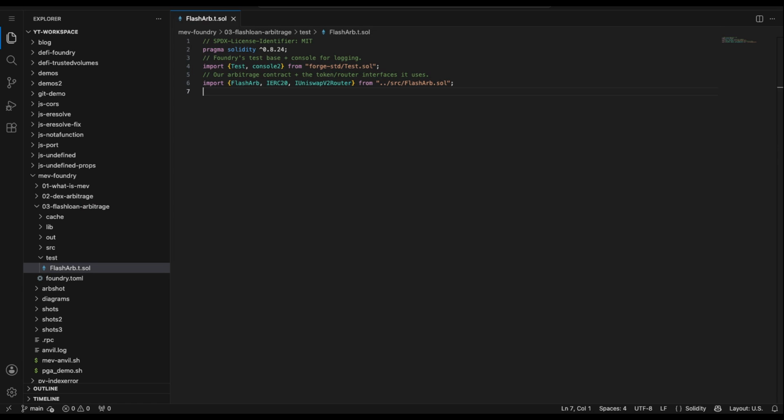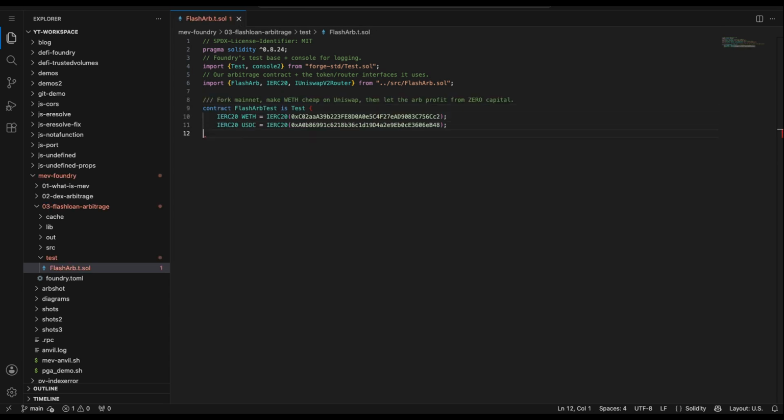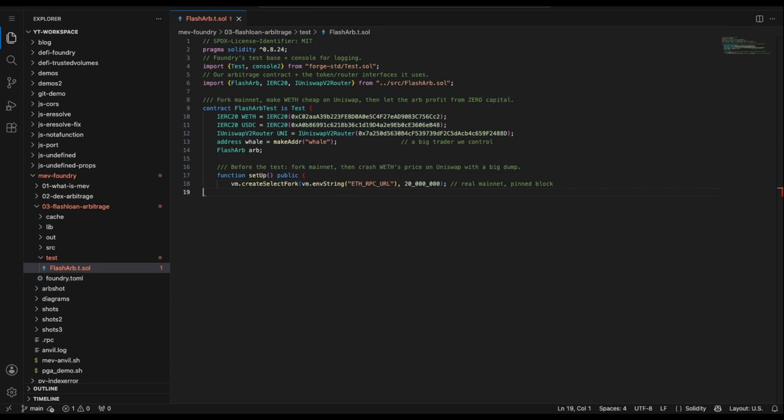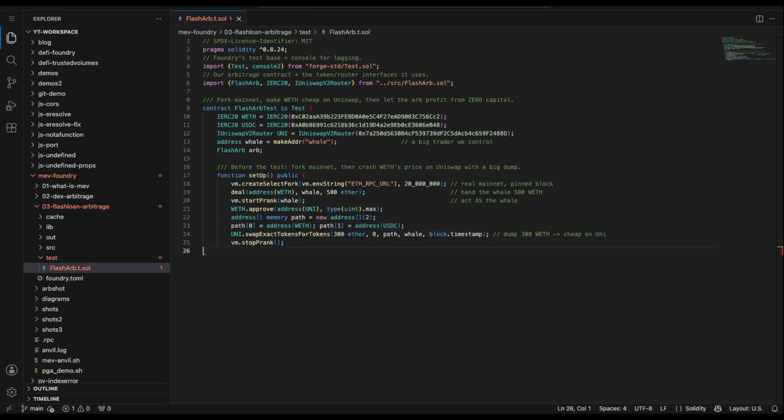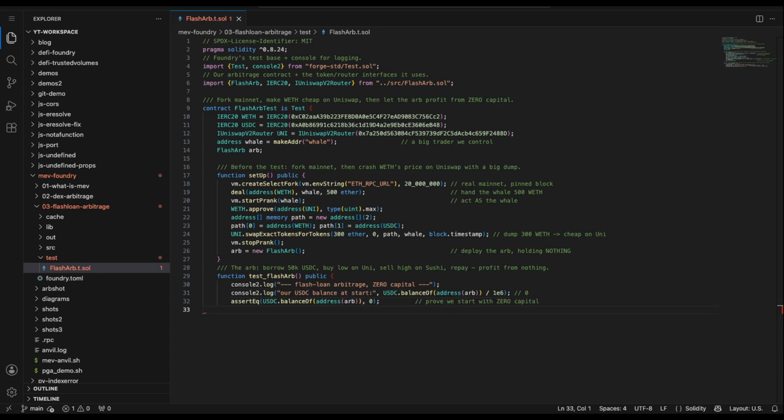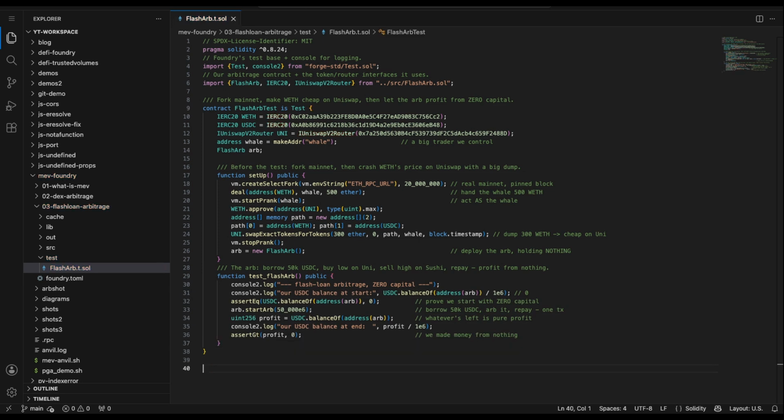Up top we pull in Foundry's tools and our ARB. The setup forks real mainnet at a fixed block, then hands a whale 500 WETH and has them dump 300 of it onto Uniswap. That dump is what makes WETH cheap on Uniswap, and it's the price gap we're going to exploit. Then it deploys our ARB holding nothing at all. The test itself is short. First it proves our contract really starts with 0 USDC, then it calls startArb with 50,000, the one call that borrows, trades and repays, and finally checks we ended with a profit.